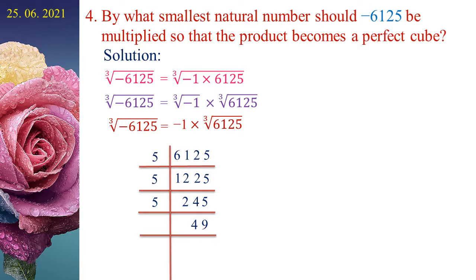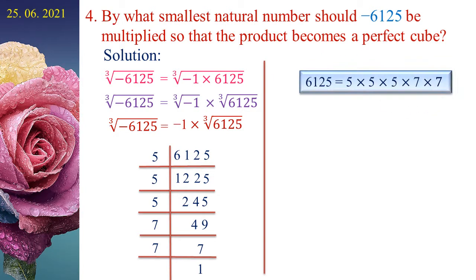So, we should take the next prime number 7. The number 49 is divisible by 7. 7 sevens are 49. The number 7 is divisible by 7. We will get 1. The prime factors of 6125 equal 5 into 5 into 5 into 7 into 7.